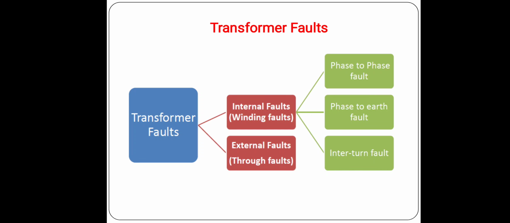This is the block diagram representation of different types of transformer faults. Basically, we can divide them into two types. One is internal faults and the second one is external faults. In internal faults, we will categorize the phase-to-phase fault, phase-to-earth fault and inter-turn fault.